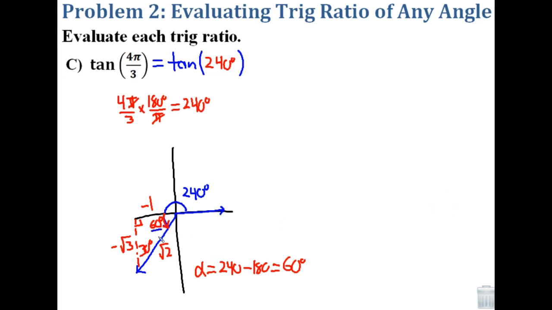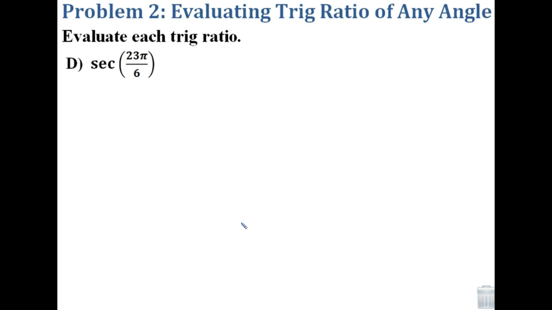So finding the tangent of this 60 here on our reference triangle. Tangent we know is opposite over adjacent. So that's going to be a negative root 3 over negative 1, which just reduces down to positive root 3. So in this case we saw that even though we're doing something that's not an acute angle, we still do get a positive answer.